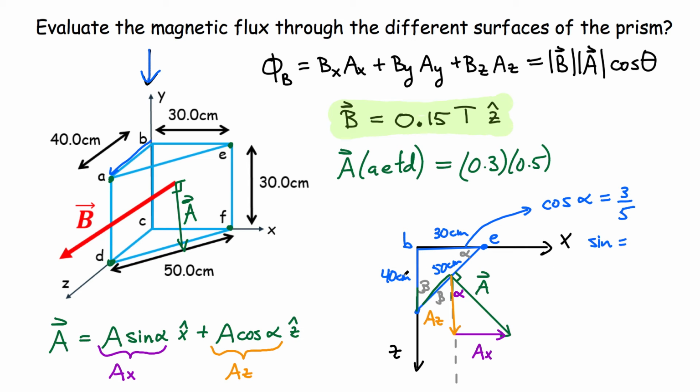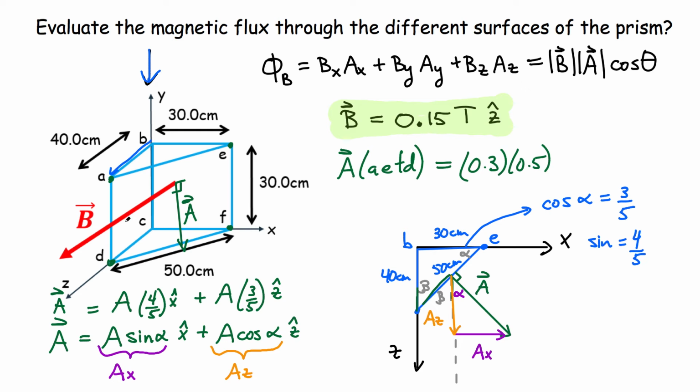Also sine theta is the opposite over the hypotenuse. That's 40 over 50. That just gives me 4 over 5. All right, so that means this here can simplify even a little bit more. That means we have the magnitude of A multiplied by 4/5 x hat, plus the magnitude of A multiplied by 3/5 multiplied by the z hat vector. All right, so that here is the vector A for this diagonal surface over here.